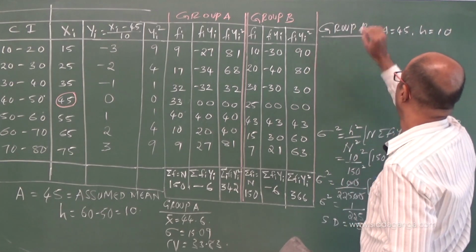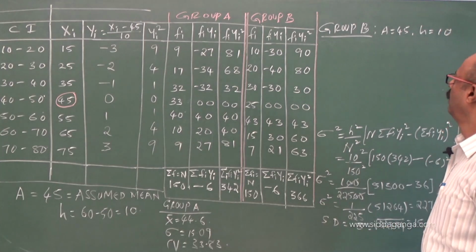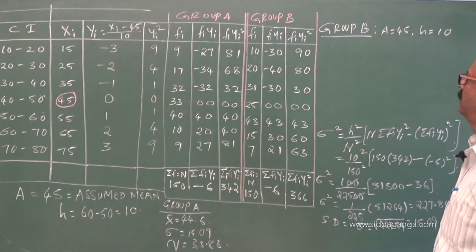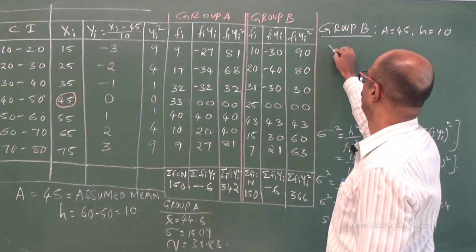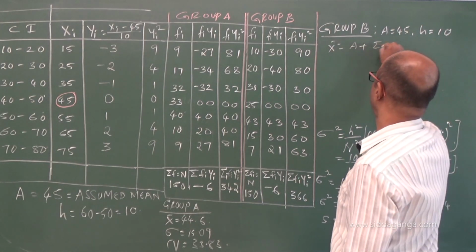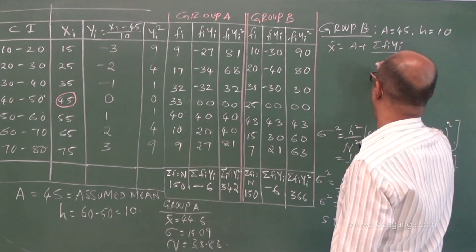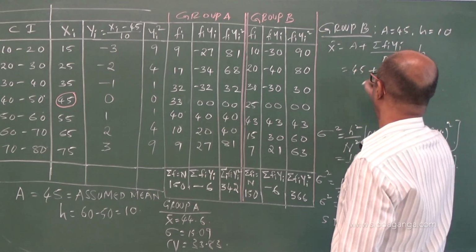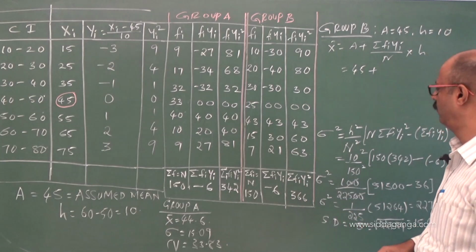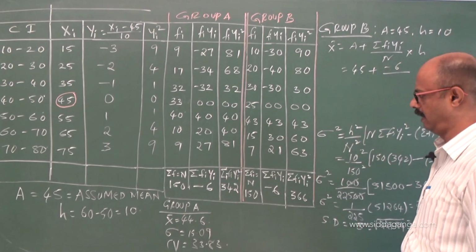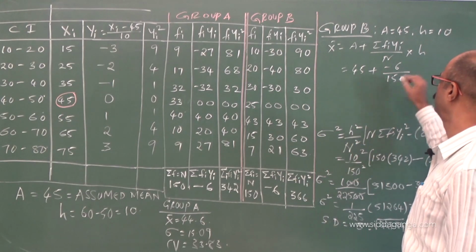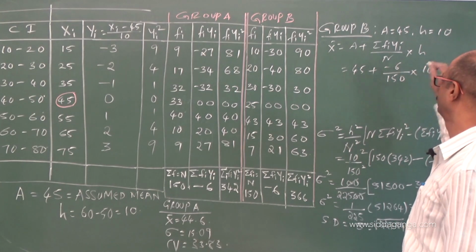For group B, A, the assumed mean, is 45 and remains as it is. The value of h is 10, remains as it is. We will find X bar. X bar is given by A plus sigma fi yi divided by N into h. A is 45 plus sigma fi yi is minus 6, divided by capital N, which is 150 and remains the same for both the groups, into h is 10.